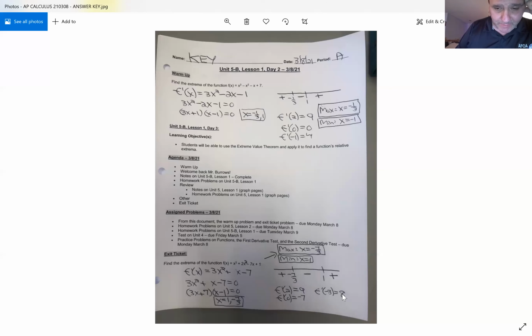I did f prime of negative 3, gave me 8. So that was increasing. F prime of 0 was negative 7. So everything between these two zeros is decreasing. And then anything greater than 1 is increasing. So negative 7/3 is a relative max. And positive 1's a relative min. Okay, so that's first derivative test, what it looks for extrema.